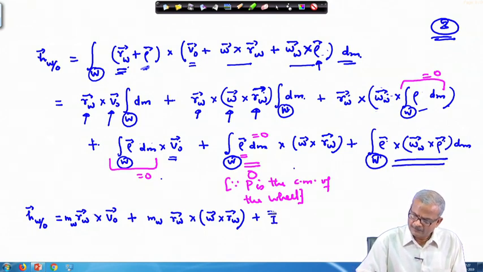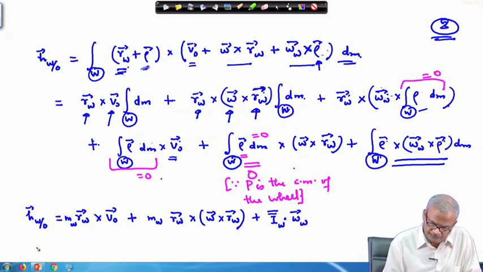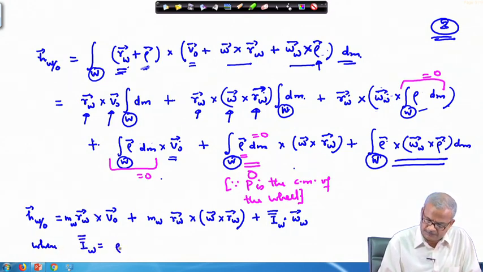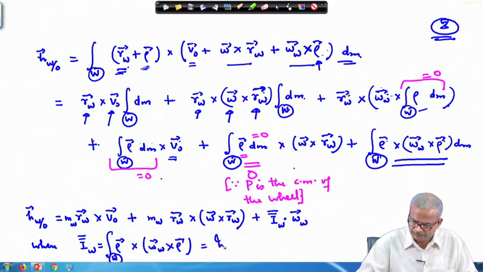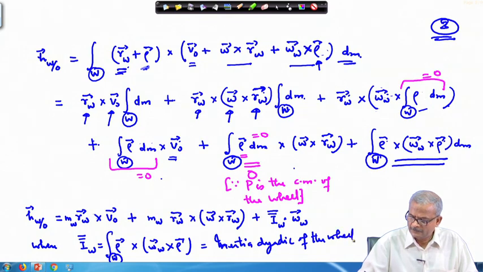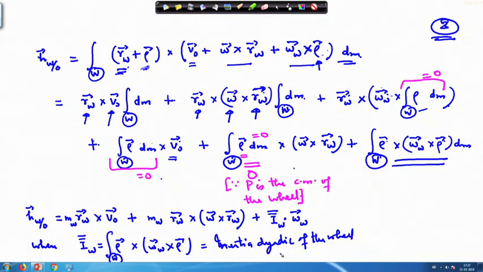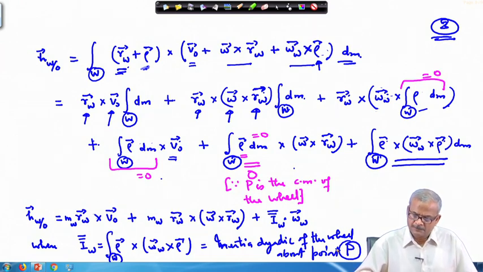but, where this is the quantity rho cross, the inertia dyadic of the wheel about point P. Okay.